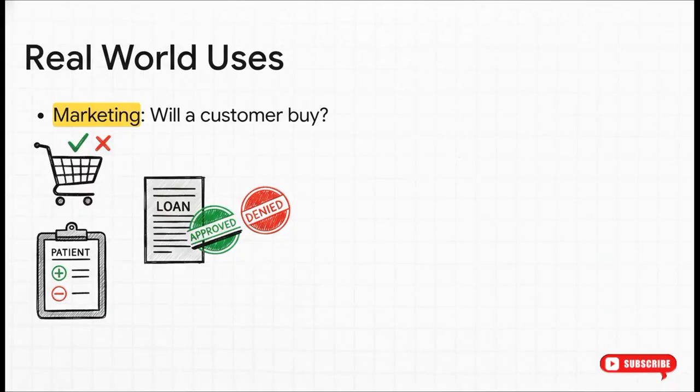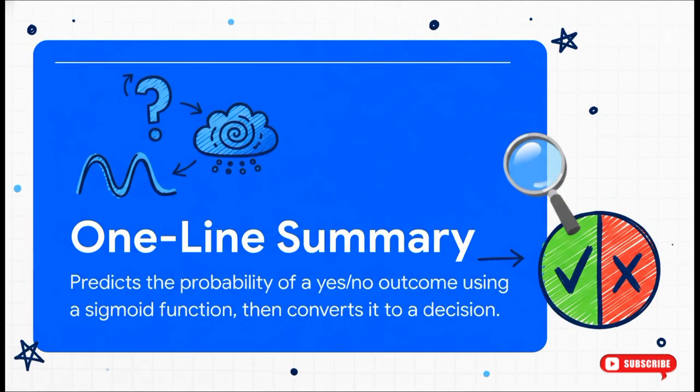In marketing, to figure out if you're going to buy something. In banking, to see if a loan is too risky. And even in medicine, to help doctors estimate the odds that a patient has a certain disease based on their symptoms. It's incredibly useful. So if you're going to take away just one thing today, let it be this. Logistic regression is a two-step dance. First, it predicts the probability of a yes-no outcome using that clever sigmoid function. Then, it turns that probability into a final, clean decision.